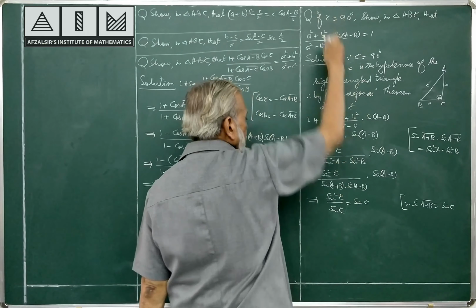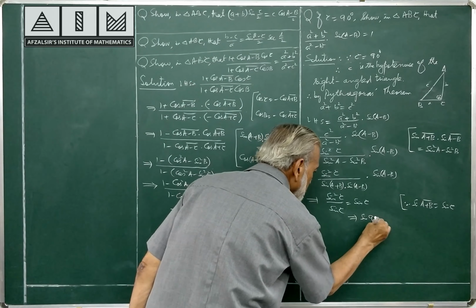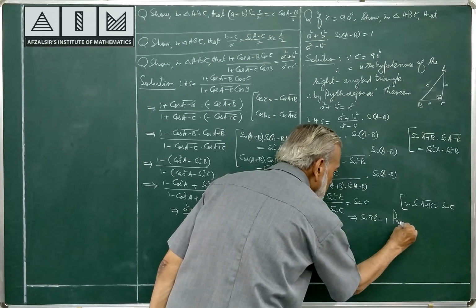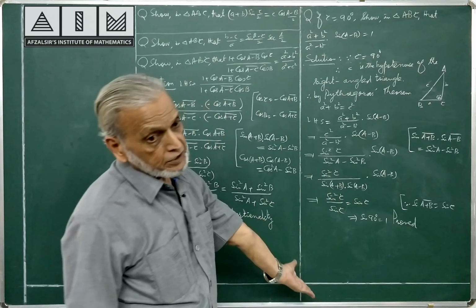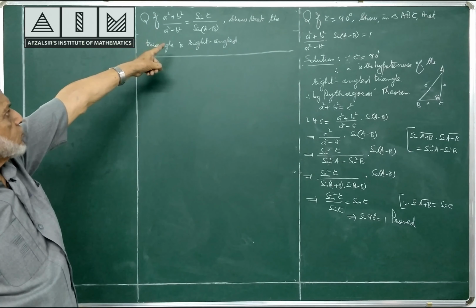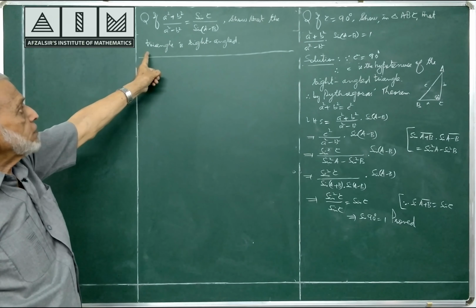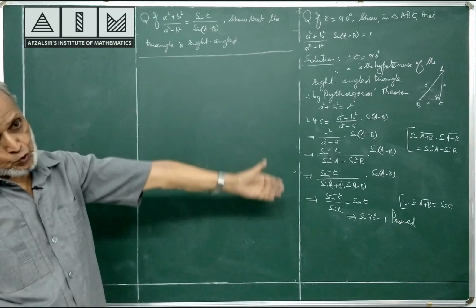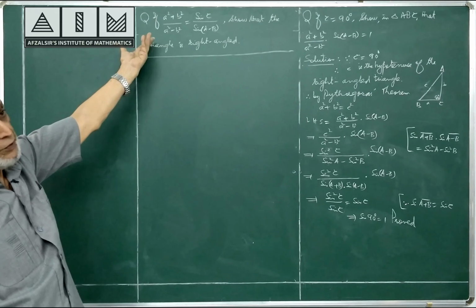And you know C is 90 degrees. You have to prove is equal to 1. It is proved. Another question, please see. If a square plus b square by a square minus b square is equal to sin C by sin A minus B, show that the triangle is right angled. A similar question, be guided by this question and solve this question yourself. If you don't get, you can refer to me again.